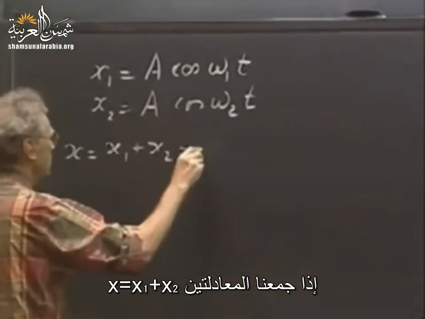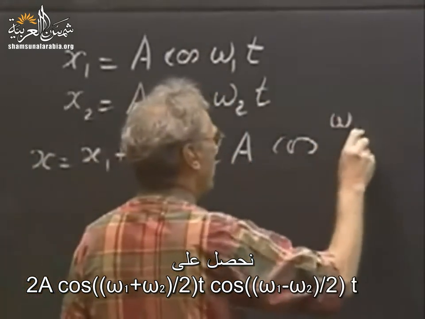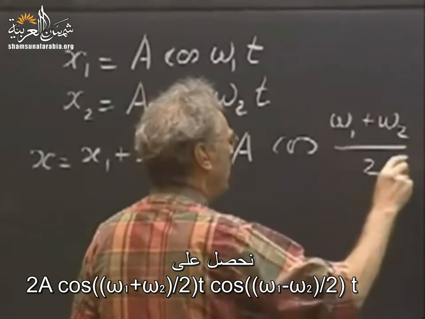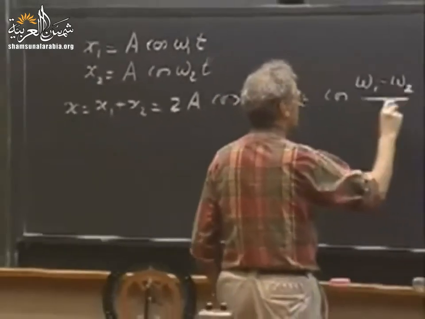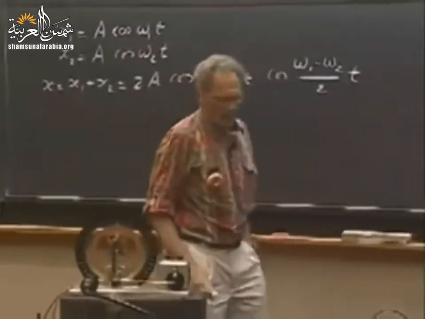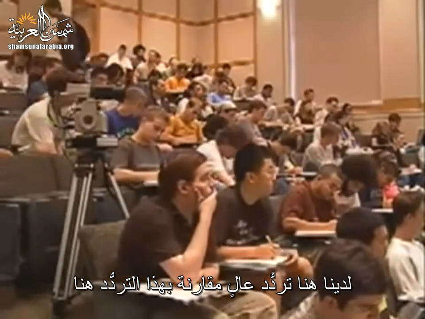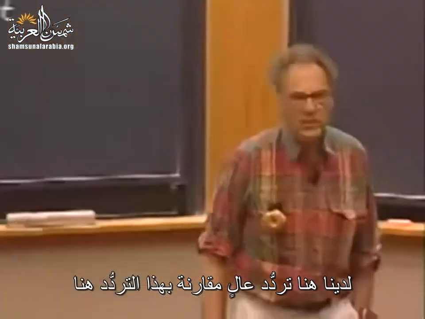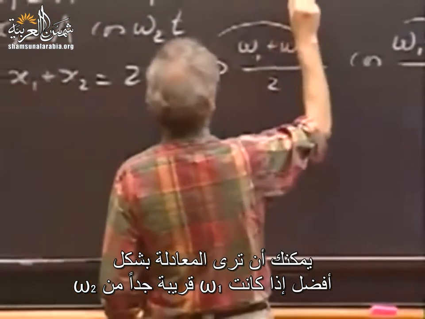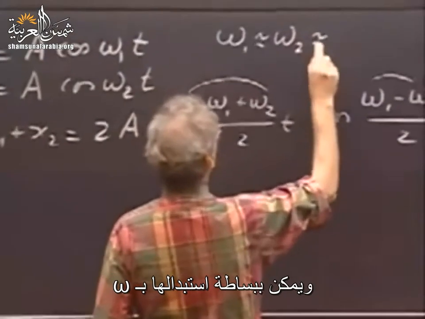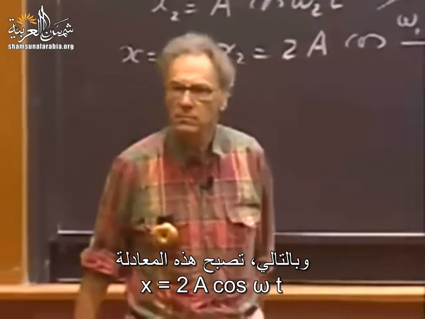x1 plus x2, you get 2A times the cosine of half the sum, (omega 1 plus omega 2) divided by 2 times t, times the cosine of half the difference. And when you look at this, you have here a frequency which is high compared to this frequency. You can best see that if omega 1 is very close to omega 2, and you could simply replace that by omega, then this is simply saying cosine omega t.